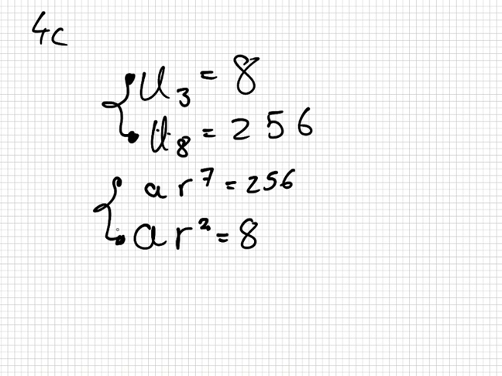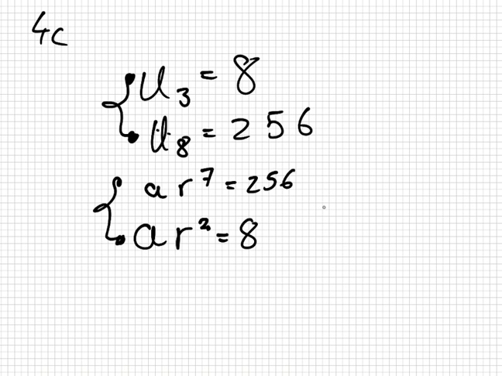Now, the physics students have seen how to solve something like this, and you know how to do this from maths class. You could use the substitution method. You could find what letter? A. You could find A from the first and put it into the second. So what does A equal from the first? 256 over r power 7. But there is another way to do it which I prefer.